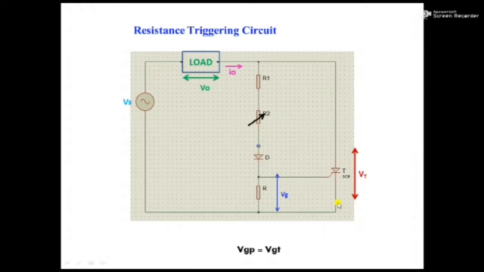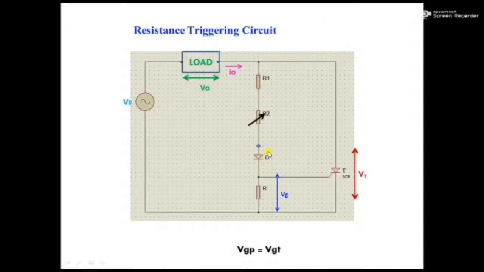Now there is one voltage called the gate triggering voltage, Vgt. When Vg reaches this gate triggering voltage, the thyristor turns on. If the gate voltage Vg is less than Vgt, the thyristor will not turn on, it will remain off. If Vgp is greater than Vgt, then also the thyristor will turn off. This is what we are going to study further.